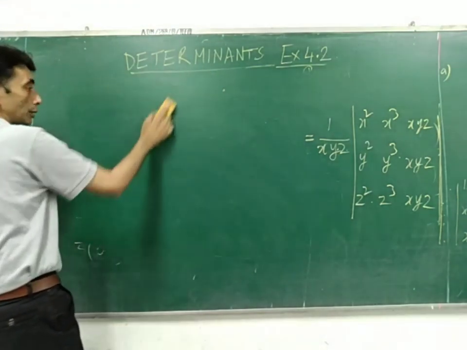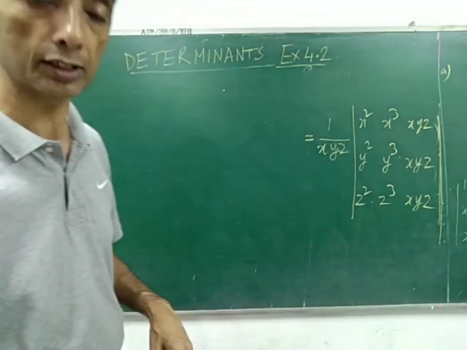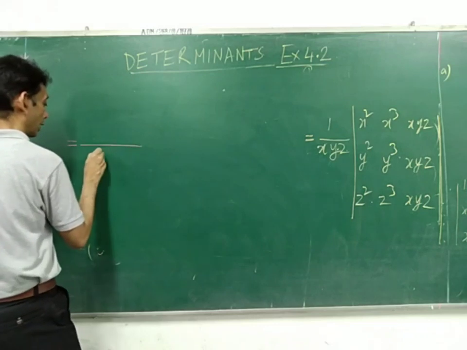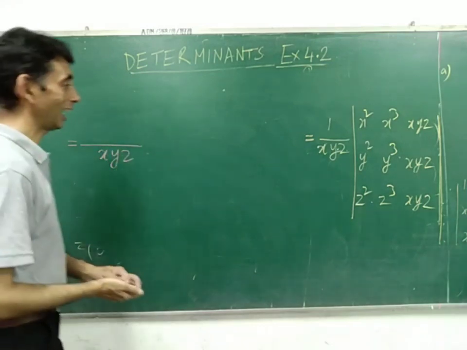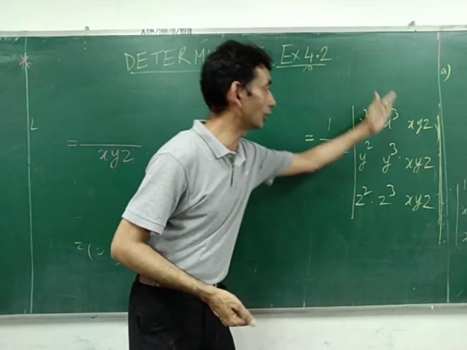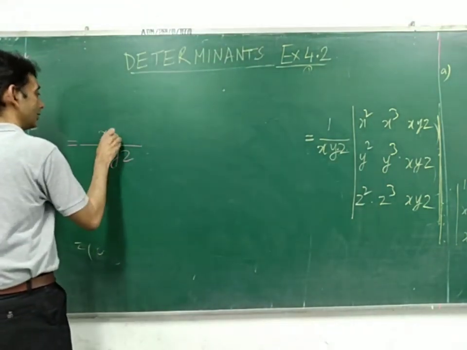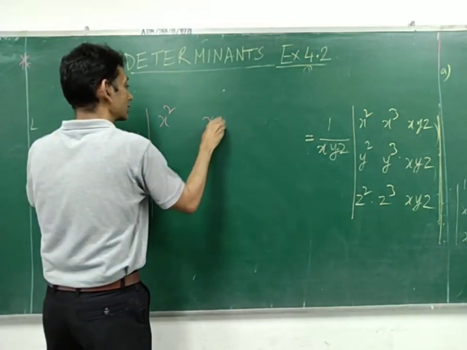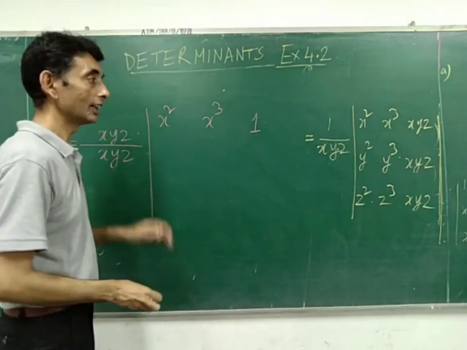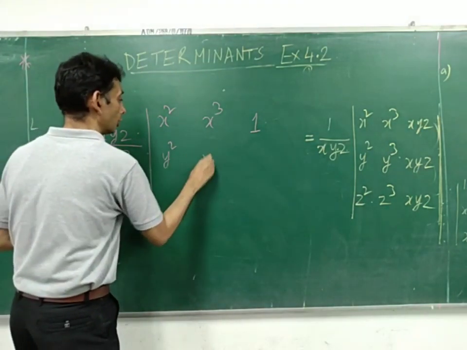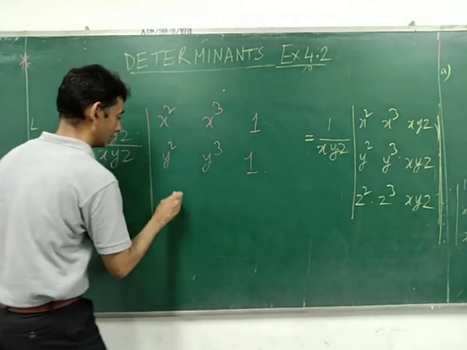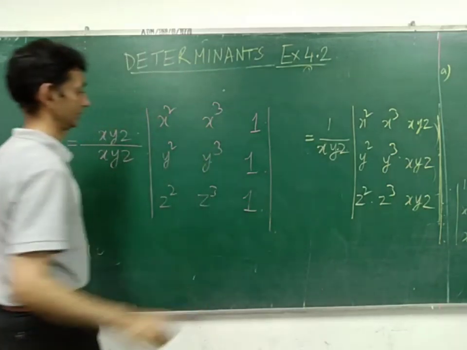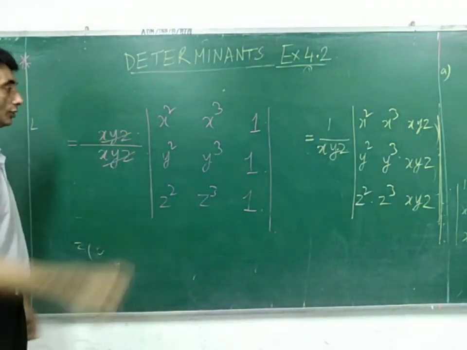I know that step is coming to your mind. The obvious step is what? We are going to take x, y, z out from the first column. Now x, y, z was in the denominator, and now we'll be taking x, y, z out. So it is x squared, x cubed, 1. Next, y squared, y cubed, 1. Z squared, z cubed, 1. This will get cancelled out.